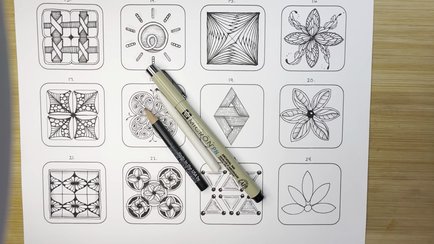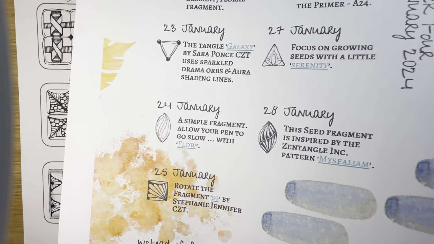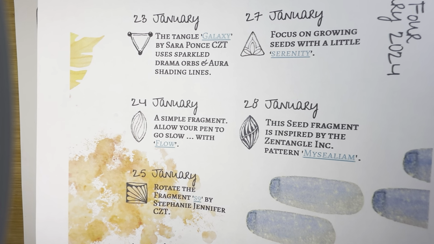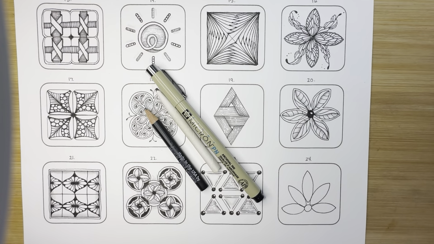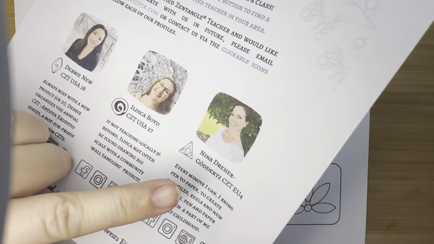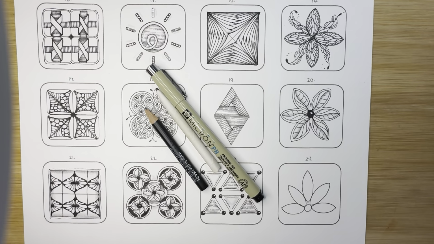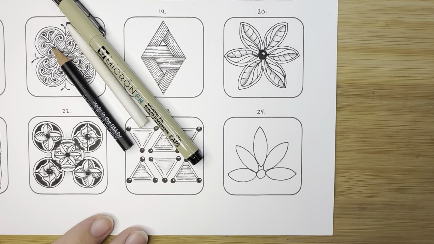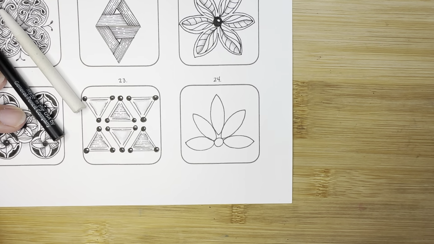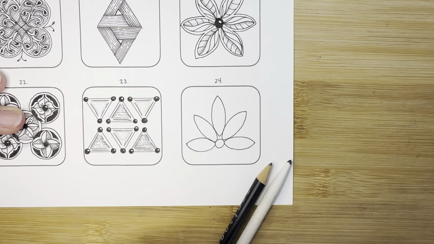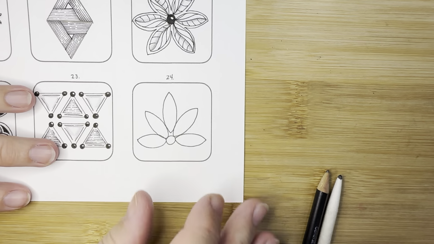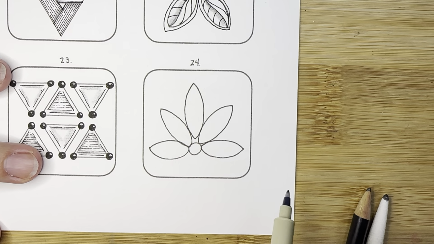Okay, so today is the 24th. Let's see. January 24th says, a simple fragment. Allow your pen to go slow with flow. Beautiful. All right, and I think this one was created by Nina, one of the people from Seven Forests, Five Rivers. Okay, let's do this one. This is a beautiful one. It just has a few very simple lines, so it's pretty relaxing. Kind of like the one we did yesterday where we just had a few simple lines. Nice and clean. Okay, so I have created 5 little seeds for us to do this one in.